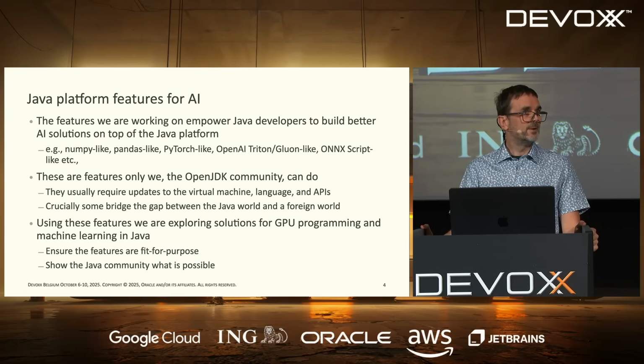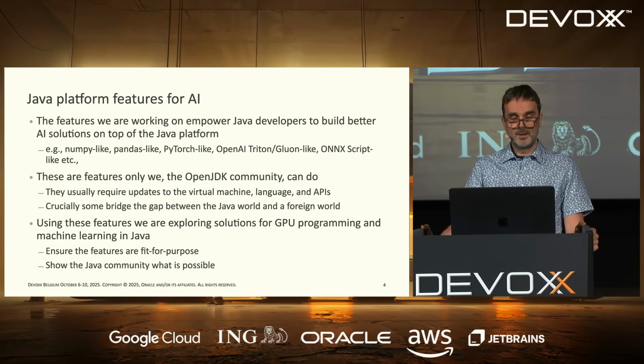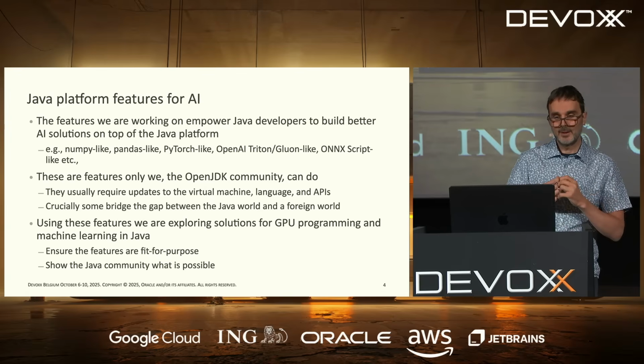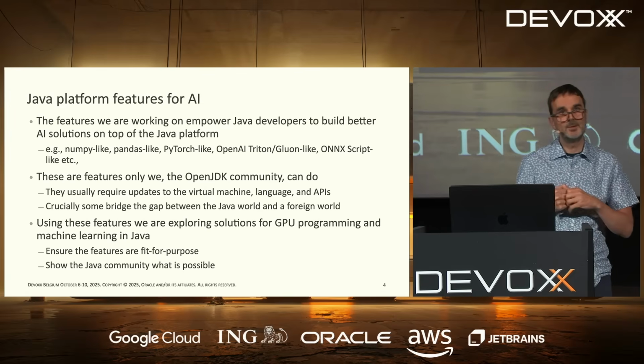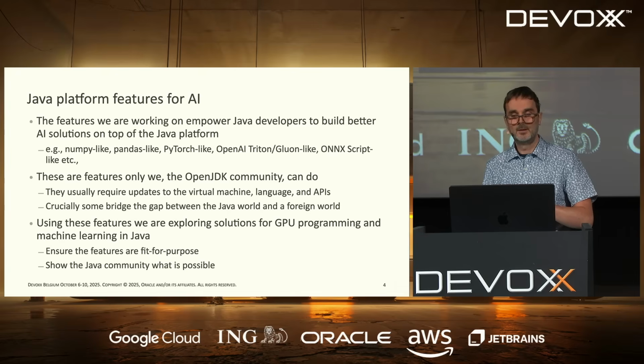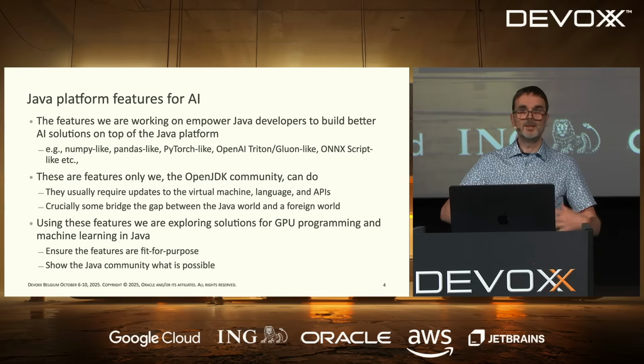So using these features, we're exploring GPU programming and machine learning for Java. And we are exploring it, even though we don't want to put these in the JDK itself, for two reasons. We want to ensure that the features we put into the platform are the right features and they're fit for purpose. And we want to show what is possible. If we can do it, you can do it too.